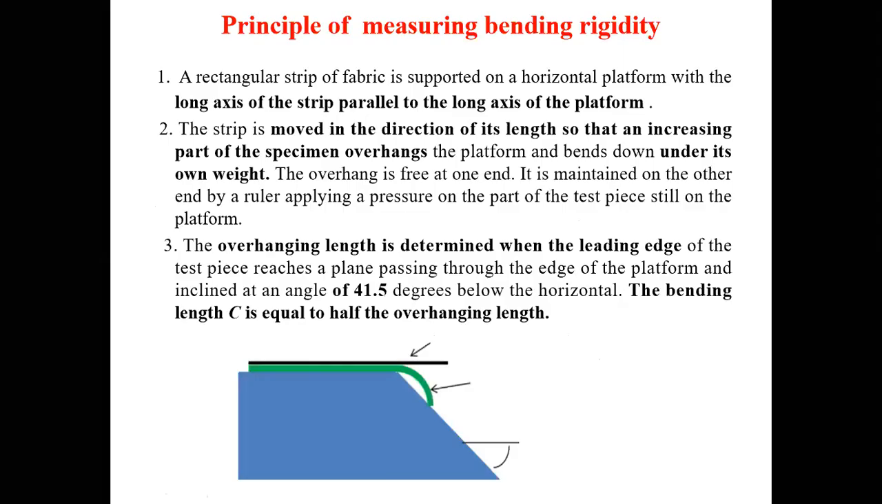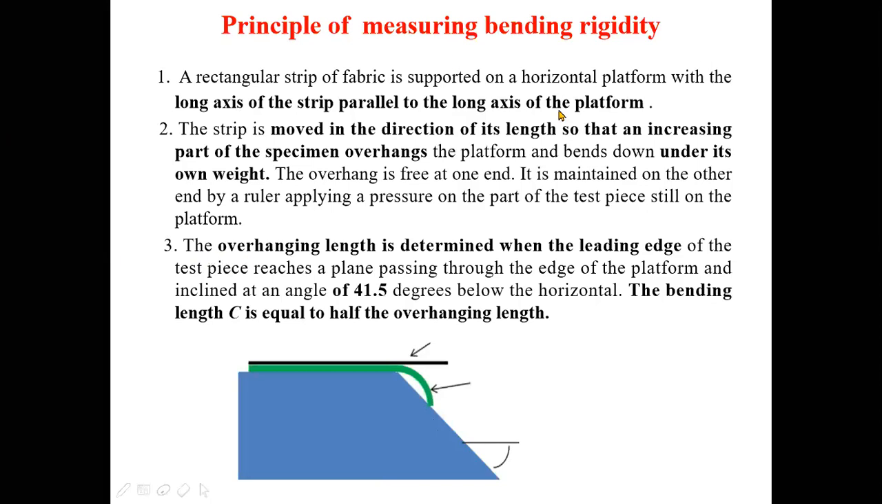Now this is the principle of bending rigidity. You can say the rectangular strip of the fabric is supported on a horizontal platform. So this is the strip of the fabric. This green color is the strip of the fabric, and the strip is moved in the direction to its length by using a ruler. So this is the black color. This is the ruler, and using this ruler, the fabric is moved forward till it bends and touch this slide.